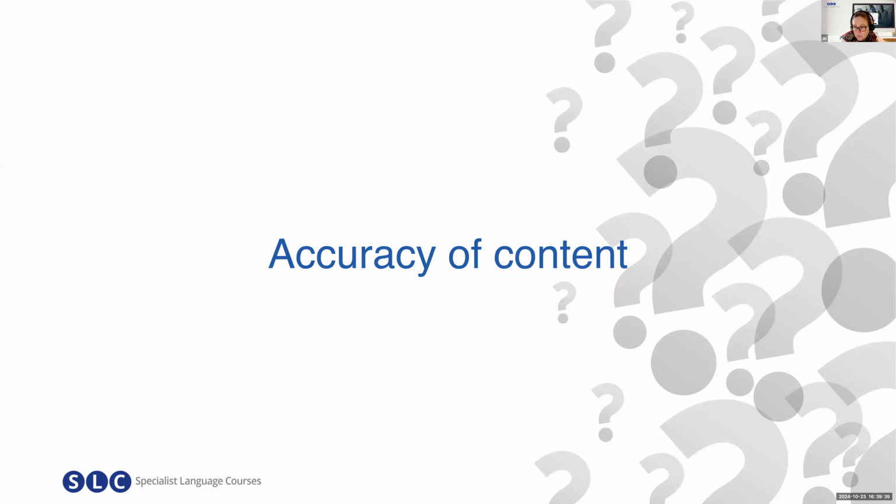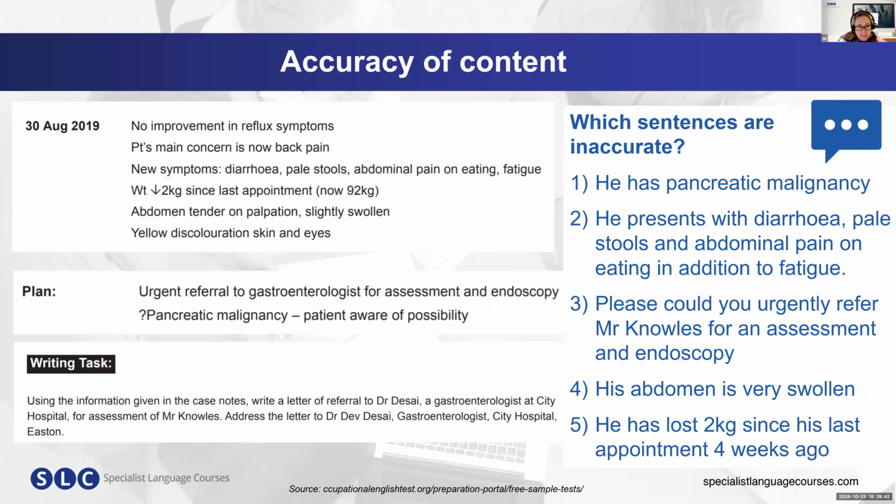Okay, moving on to accuracy of content, very important. Here we have an extract from some case notes where you need to write a letter of referral to a gastroenterologist for assessment of Mr. Knowles. So you've got the last visit, consultation, and then you've got the plan. I want you to look through the plan and then read the sentences on the right-hand side, 1 to 5, and let me know which sentences are inaccurate. Which ones have been inaccurately represented? Let me know in the comments.